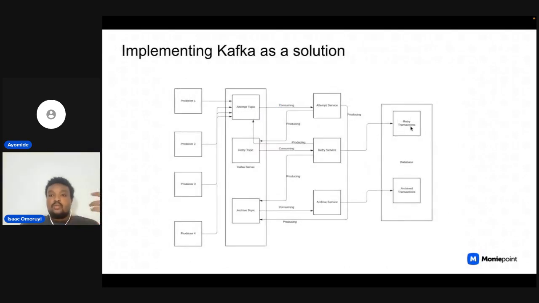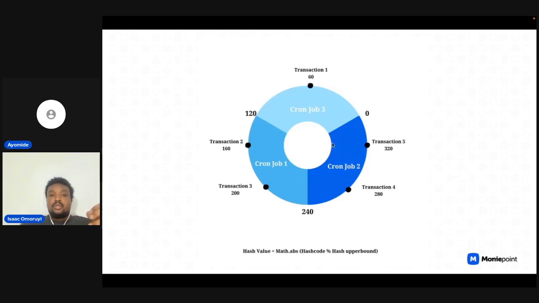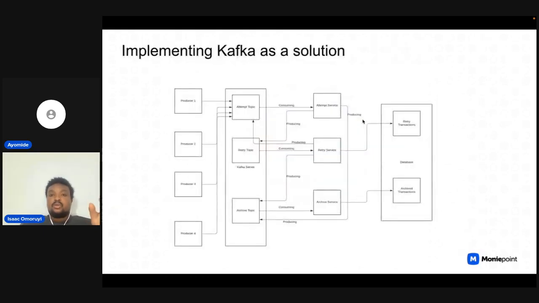So when the jobs that are running are trying to pick up from this retry transactions table, for the ones that are ready for retry, we also check that particular hash value and ensure that that job is meant to pick up from that particular hash value range. So that's how we're able to achieve this.